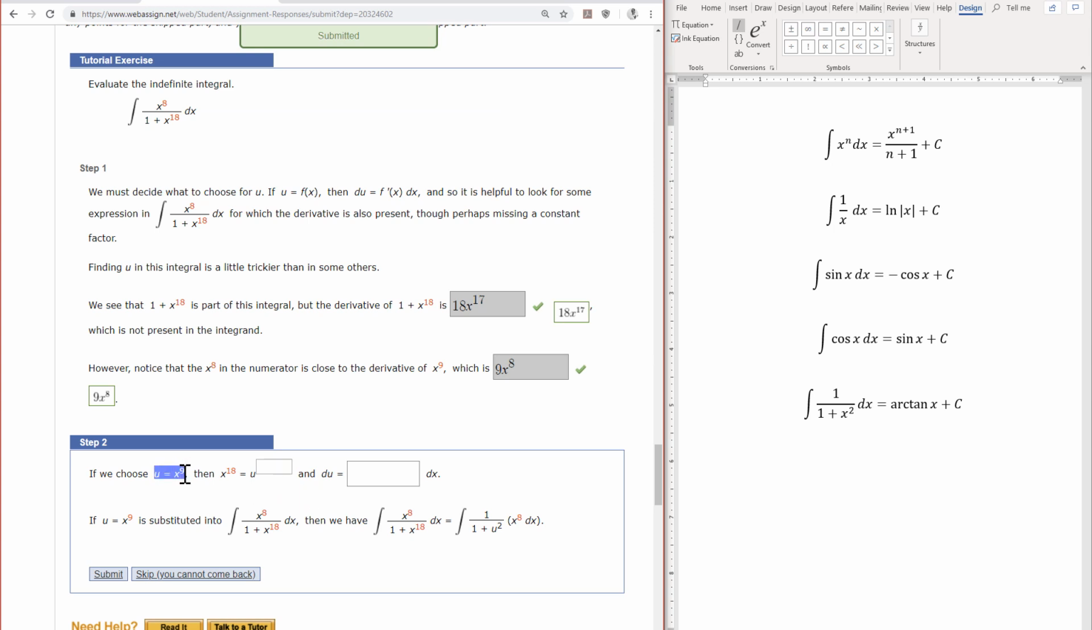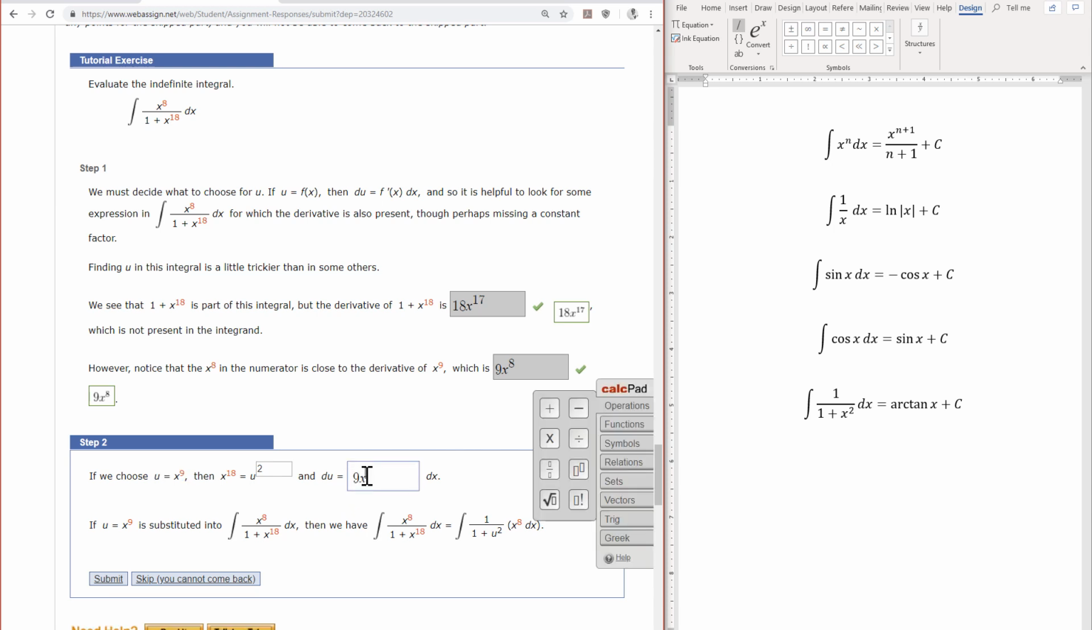So we're going to move towards that weird substitution. If we let u equal x to the 9th, then x to the 18th is actually x to the 9th raised to the second power, and so that's like u raised to the second power. And if u is equal to x to the 9th, then du is going to be equal to 9x to the 8th power. Now x to the 8th is part of our integral, and that's going to be covered here.